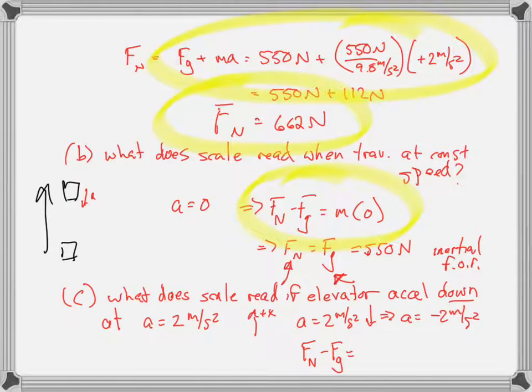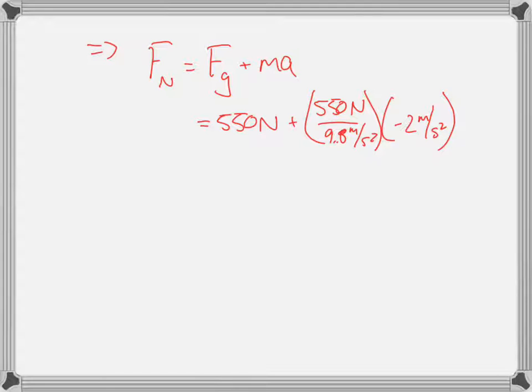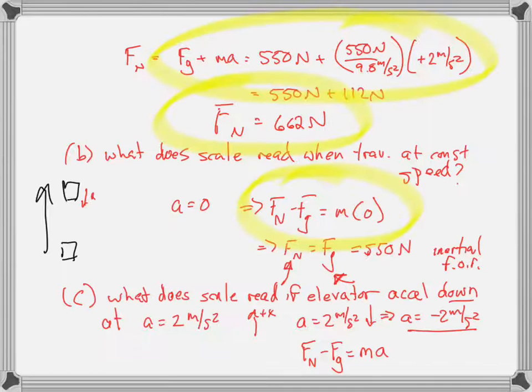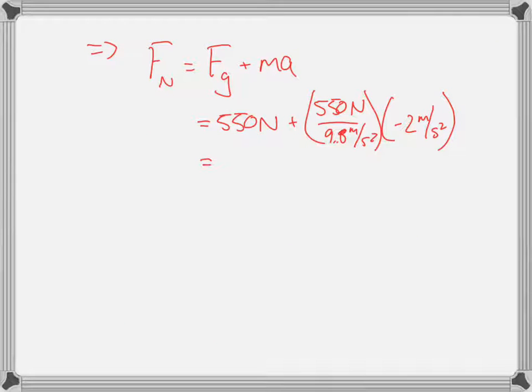Fn minus mg equals ma, where a is minus 2 meters per second squared, and everything else is the same. So therefore we're going to get this. And again, I just haven't bothered plugging in for mass. I just keep leaving mass as 550 newtons over 9.8 meters per second squared, because that is your mass. And so we're going to get 550 newtons minus the 112, which gives me 438 newtons. Did I do that right? 438 newtons. So what happens when the elevator is accelerating downwards?